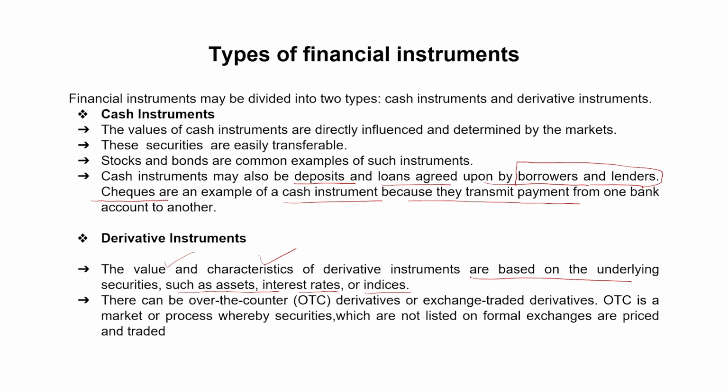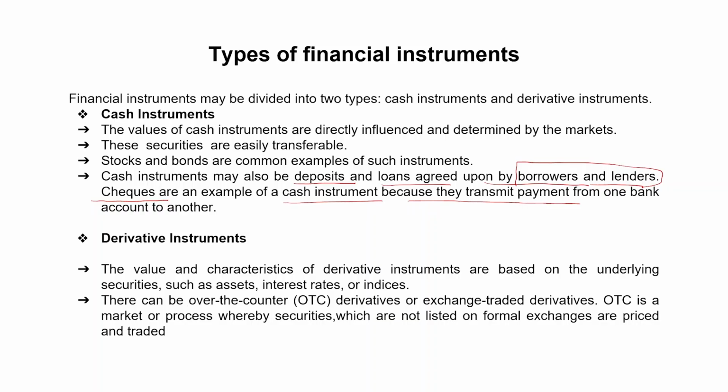If the value of the instruments is derived from the underlying securities, those are the derivative instruments. There can be over the counter derivatives or exchange traded derivatives. OTC is a market or process whereby securities which are not listed on formal exchanges are priced and traded. Derivative instruments are dealt in some exchanges established for this specific purpose. We are not going into detail on derivative instruments here, but we discuss them for the purpose of categorization.